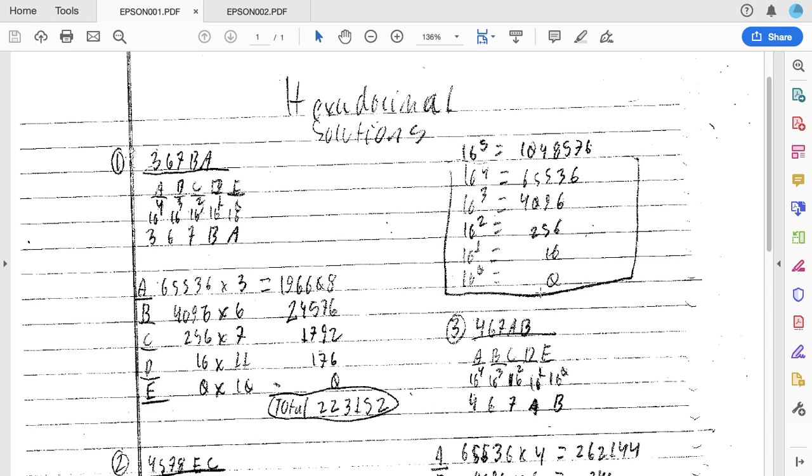My practical exam for this class. In this section, I'll be showing you how to convert hexadecimal to decimal. Now, the first thing you want to do is find out the amount of characters that you're dealing with. In this case, we are dealing with a 5-character problem: 3, 6, 7, B, and A.